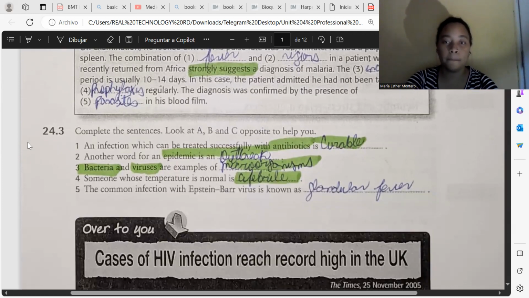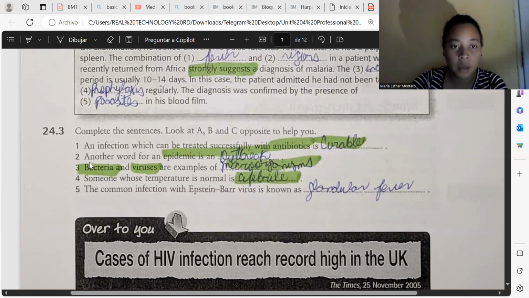Exercise 24.3. Complete the sentences. Look at A, B, and C opposite to help you. An infection which can be treated successfully with antibiotics is curable. Another word for epidemic is an outbreak. Bacteria and viruses are examples of microorganisms. Someone whose temperature is normal is afebrile. The common infection with Epstein-Barr virus is known as glandular fever.